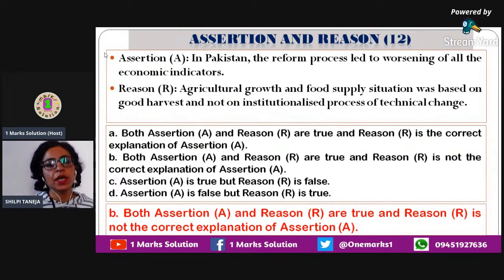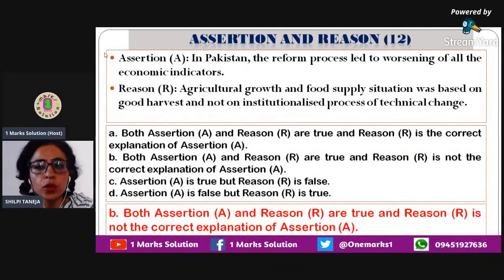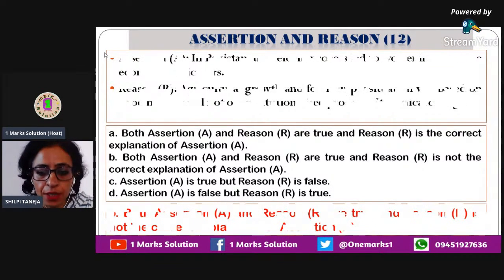Next question says assertion, in Pakistan, the reform process led to worsening of all the economic indicators, and we were discussing about the reason. Agricultural growth and food supply situation was based on the good harvest and not on institutionalized process of technical changes, which is again true, but not the reason, which cannot be the only reason that led to the worsening of all the economic indicators, right? So both assertion and reason are true, but reason is not the correct explanation of assertion. So we will go for option B.